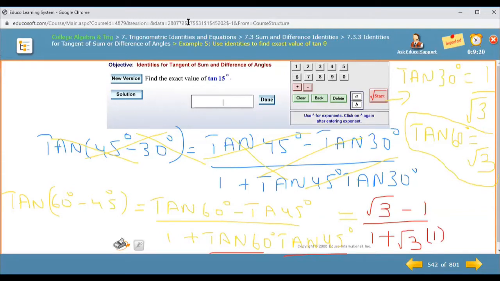radical 3 minus 1 over 1 plus radical 3, or it can be the other way around. You can also rewrite it as radical 3 minus 1 over radical 3 plus 1. That can be the answer. So it depends what sort of answer you need, or whether you are rationalizing it or you just keep it like that.